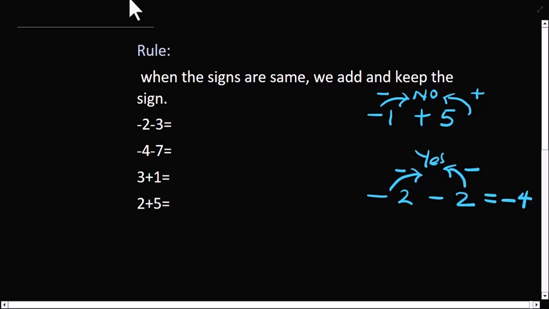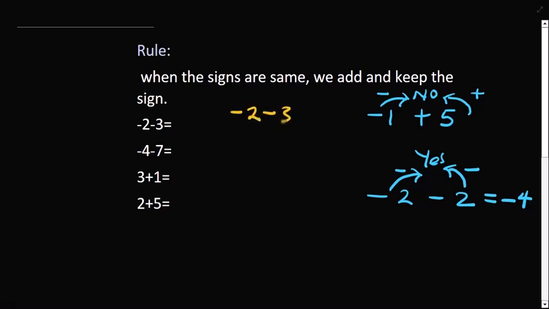For the first one, we have -2, -3. So the first thing you want to know is, are their signs the same? And how do we know that? What is the sign of 2? We have a negative. And what is the sign of 3? We also have a negative. Are their signs the same? Yes. Since they are the same, the rule applies. And the rule says, since they have the same signs, we add them up. 2 plus 3 is 5. But we maintain the sign, negative. So this is negative 5.